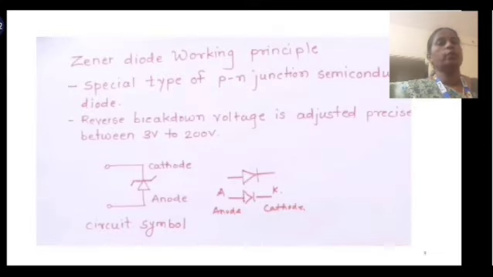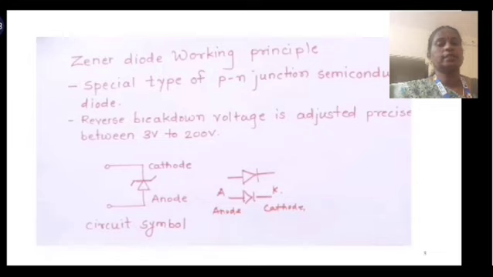The Zener diode is a special type of PN junction diode. Why it is called special: if we connect this device in reverse bias, it can give a constant voltage, so this device can act as a voltage regulator during reverse bias mode, and the reverse breakdown voltage is adjusted precisely between the range of 3 volt to 200 volt.